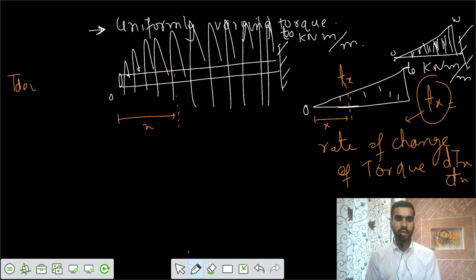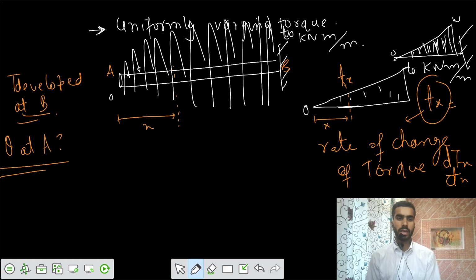Now I need to calculate how much torque the support takes. Let's say this is A, this is B. We need the torque developed at support B, and what is the theta developed at A? We have the torsion formula for theta: theta equals TL by GJ.